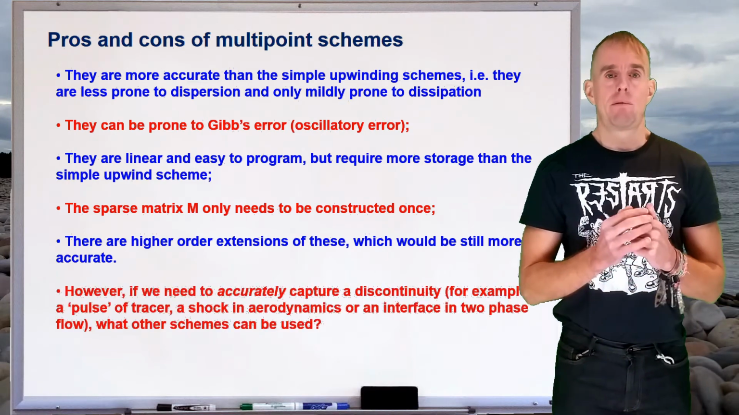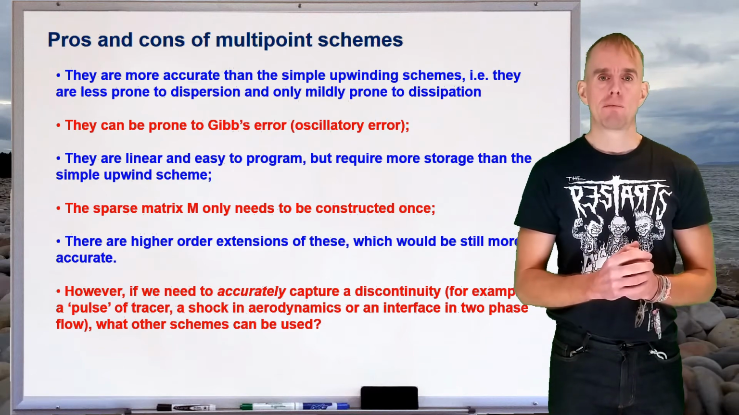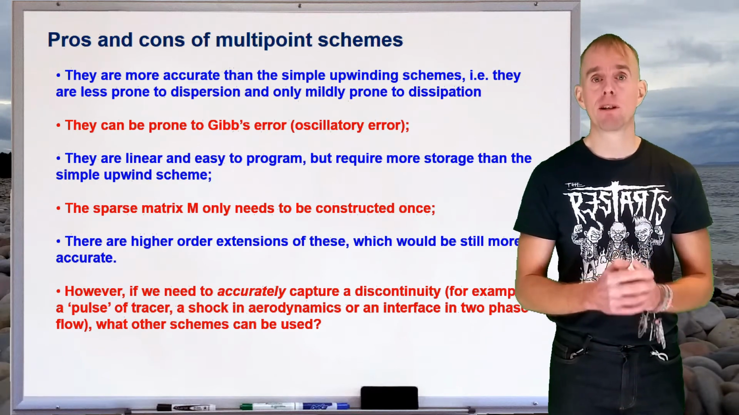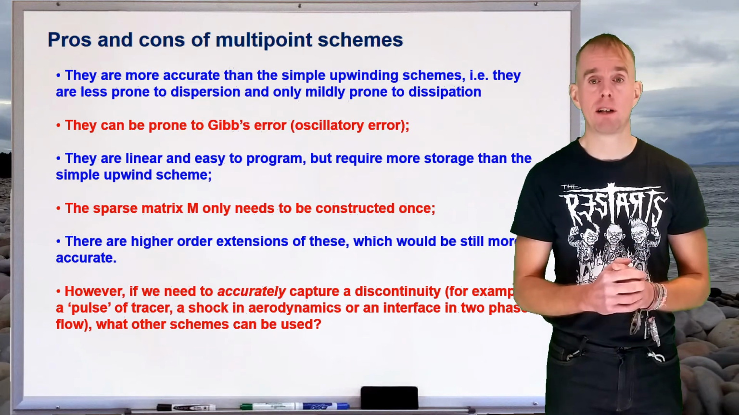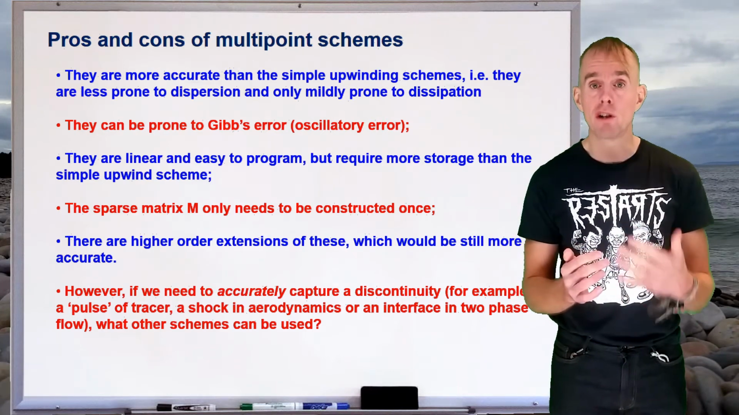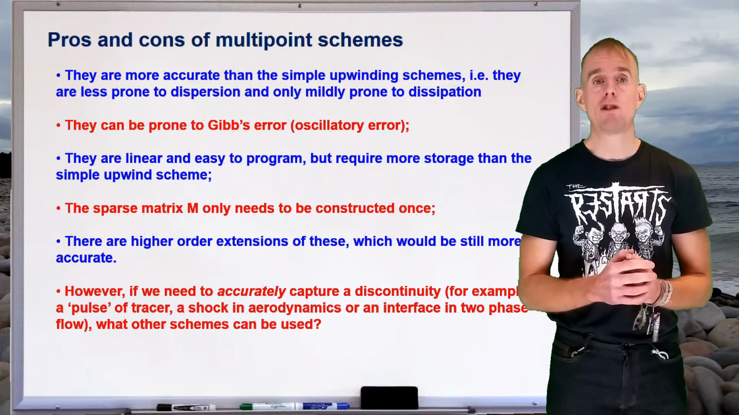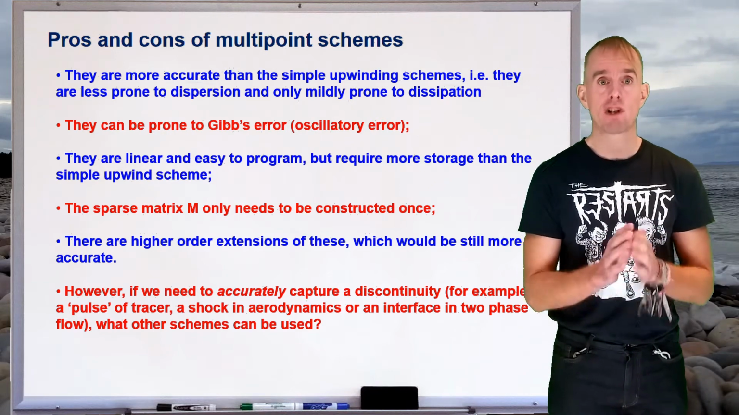Now, for most convection diffusion problems, when you actually do have diffusion turned on and you don't have an infinite Peclet number, you'll find that these multi-point schemes are absolutely fine, and they'll probably be the ones that you default to. However, there are some physical things in nature that actually are very sharp-edged.